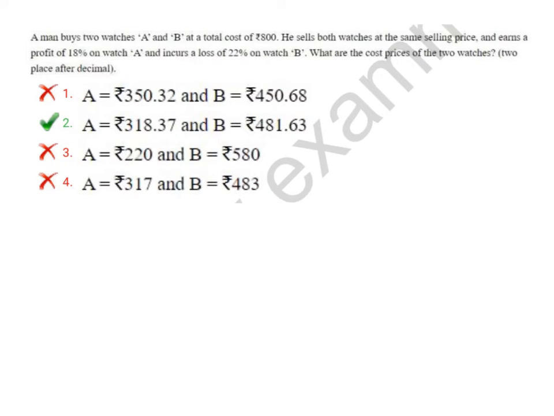The next, a man buys two watches A and B, a total cost is 800. He sells both the watches at the same selling price and earns a profit of 18% on watch A and incurs loss of 22% on watch B. What are the cost prices of two watches? So see here, cost price of A is A, you assume. You are selling it for a profit of 18%. So 118% of A is equals to 22% loss, means 78% of B. So A by B is equals to, if you divide it by 2, it becomes 59 by 39.